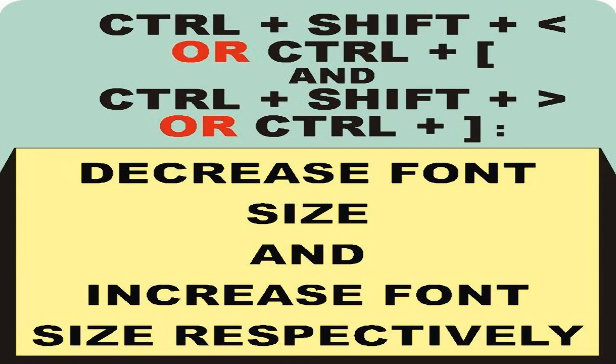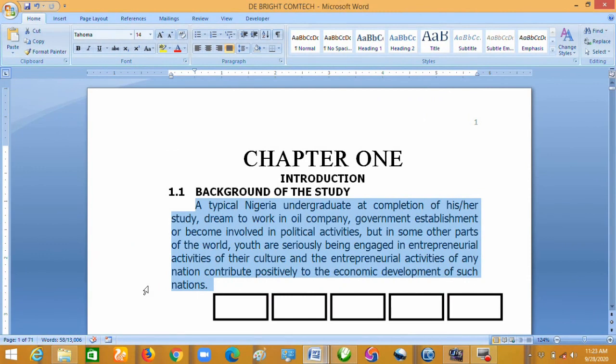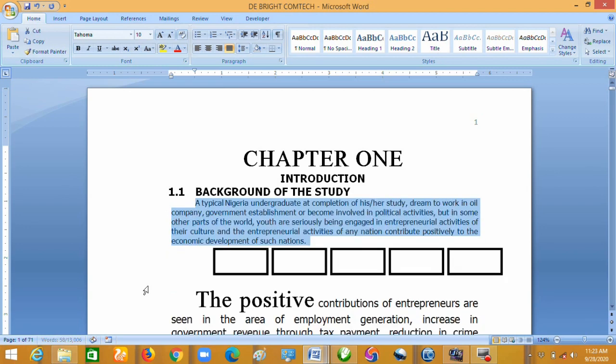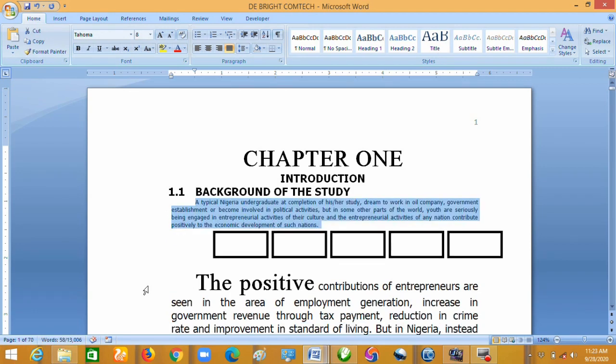CTRL+SHIFT+< and CTRL+SHIFT+>. The first one will decrease font size, while the second one will increase font size for you. If you highlight a text or paragraph of text, before you press Ctrl key plus Shift key plus less than sign on the keyboard, you will see that it will decrease the size of the text as you see on the screen. And if you see where the font size is located on the screen, you see that now it is 8.